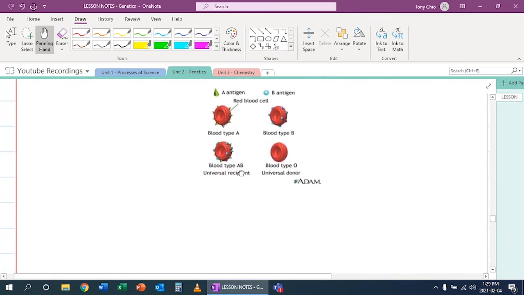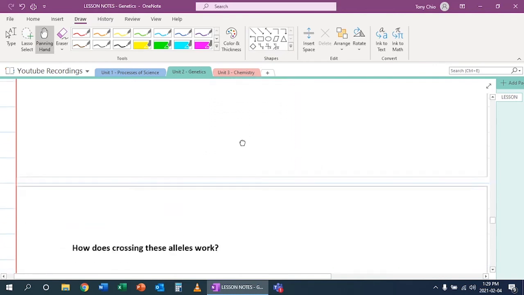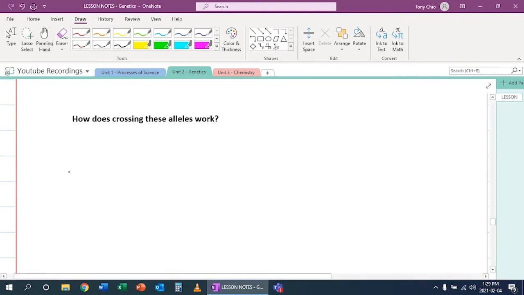But how does crossing alleles work then? How crossing alleles work is that really we have 6 different genotypes. Okay, let's talk about first of all A blood type. To have A blood type, remember you could inherit 2 of them. You must have these 2 types of alleles.